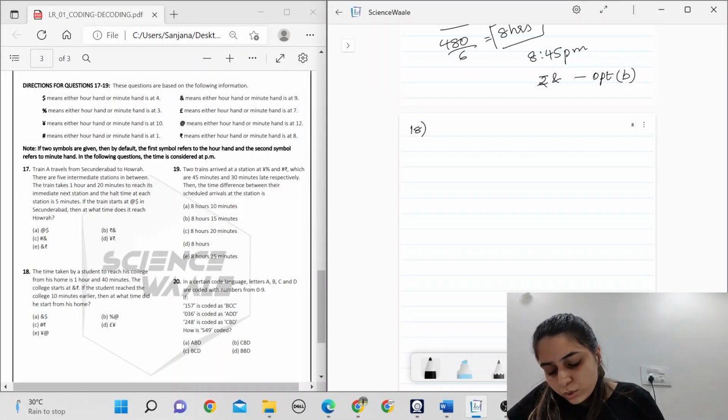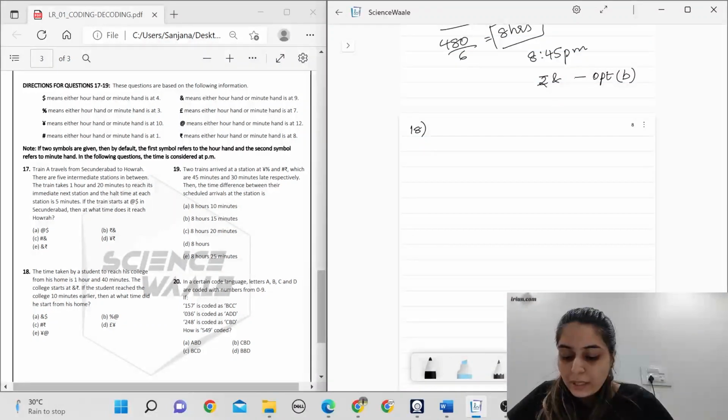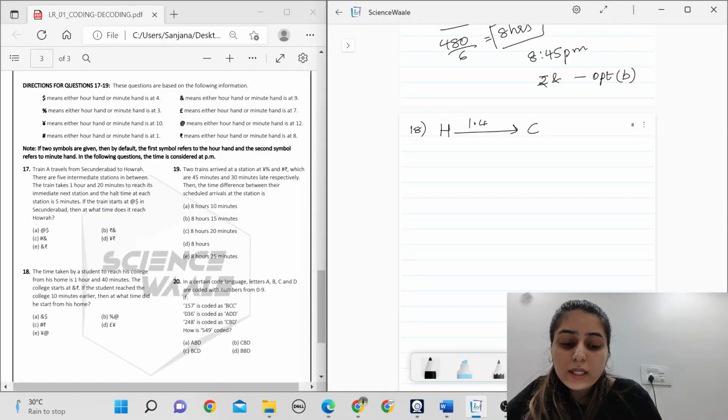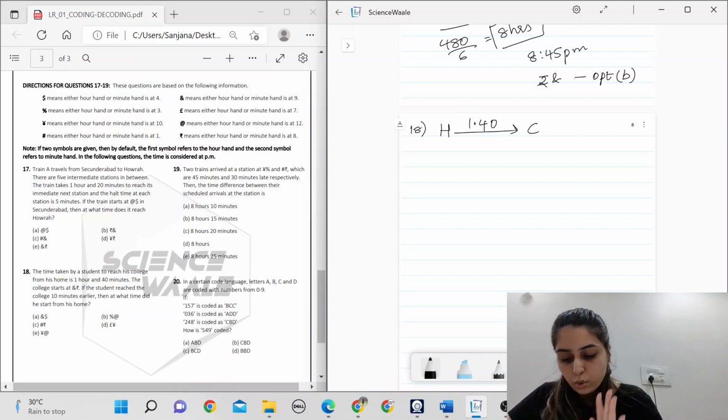The time taken by a student to reach his college from his home is 1 hour 40 minutes. The college starts at something. If the student reached the college 10 minutes earlier, then what time did he start from his home? Now here they have given us that a student travels from home to college, and he takes 1 hour 40 minutes to reach college from his home.